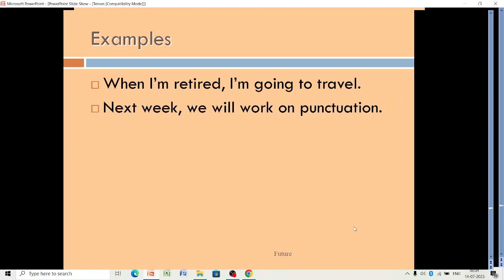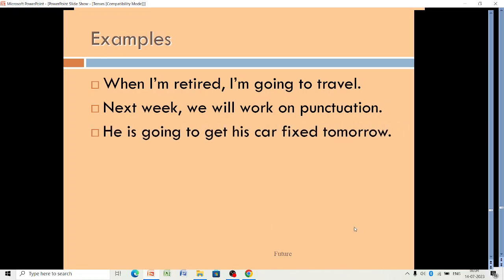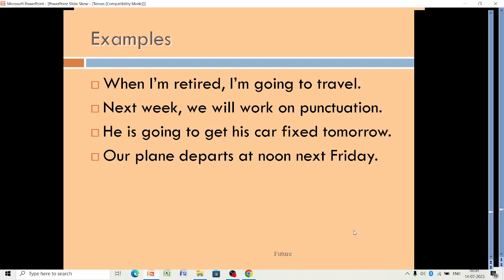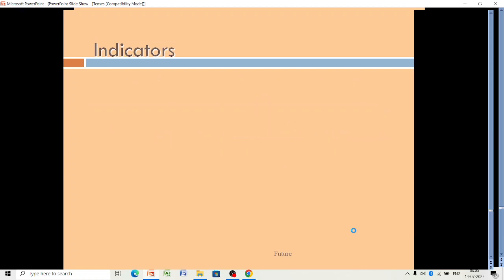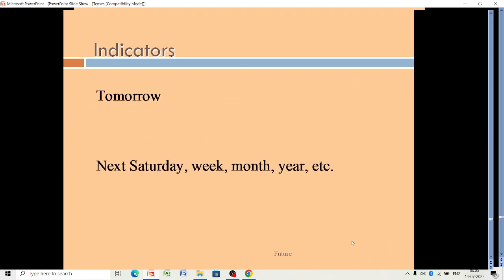Keywords, indicators. When I'm retired, I'm going to travel. Next week, we'll work on punctuation. He's going to get his car fixed tomorrow. A plane departs at noon next Friday. These are the indicators. You know very well: tomorrow, next Saturday, next week, next month, next year.